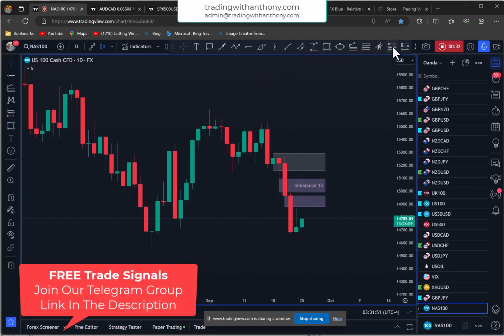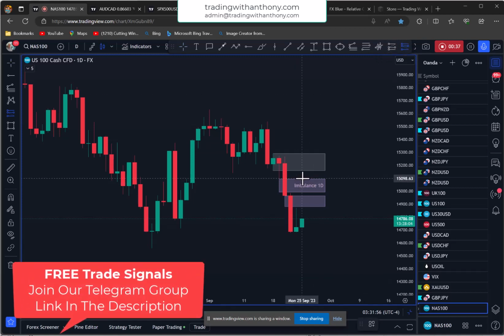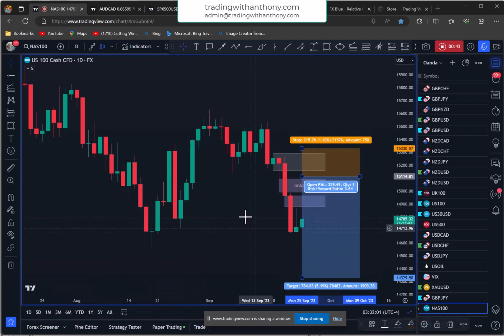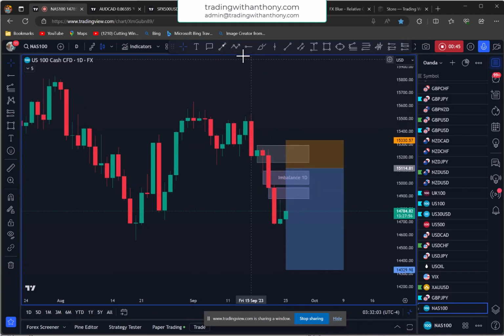I'd be looking to get involved if we see a retrace back up in through here. That would be a setup. Otherwise I won't be getting involved.